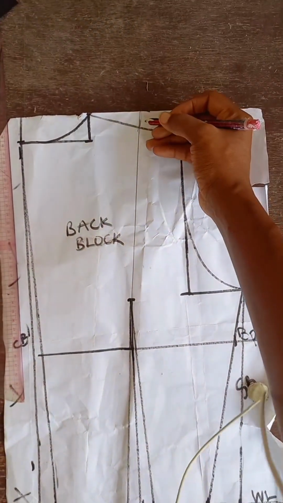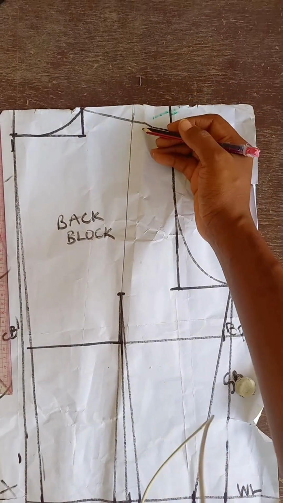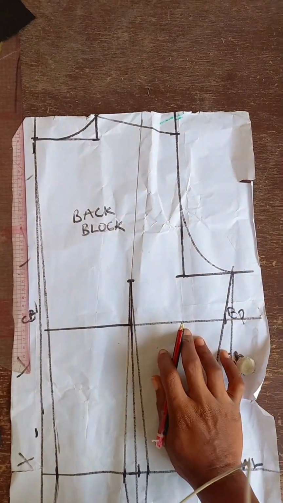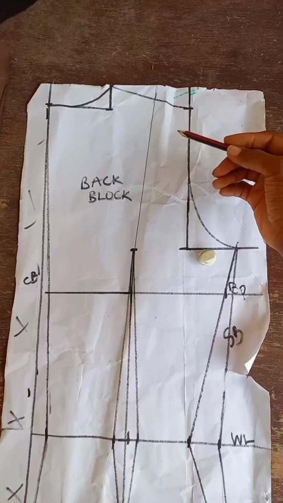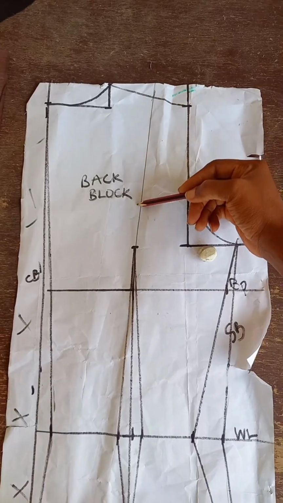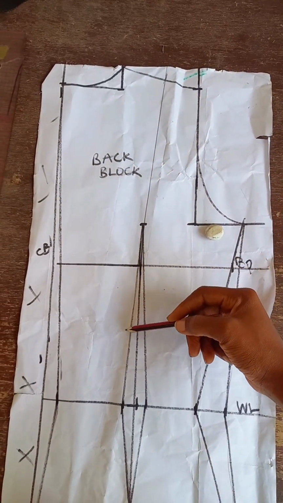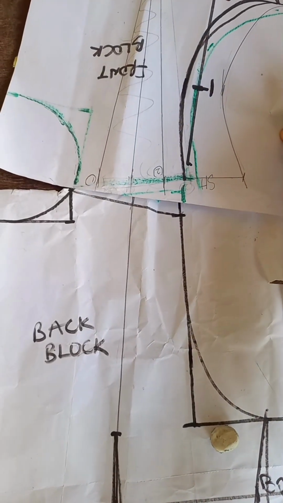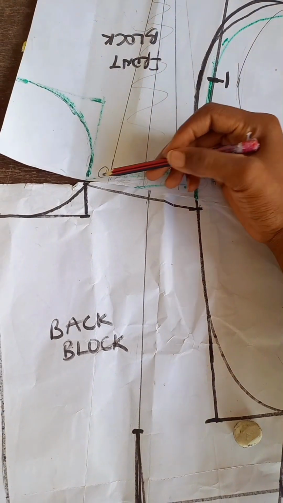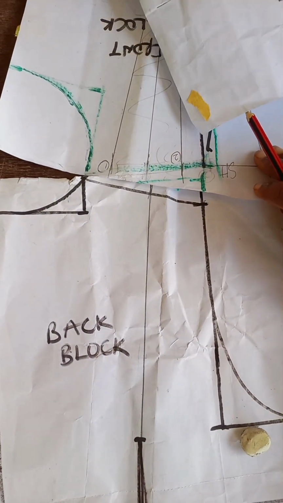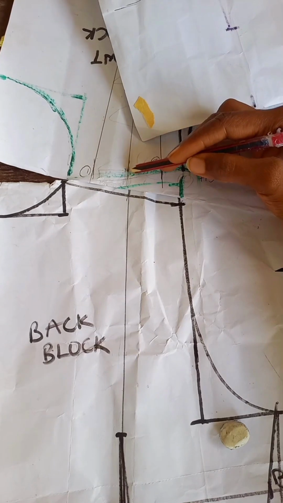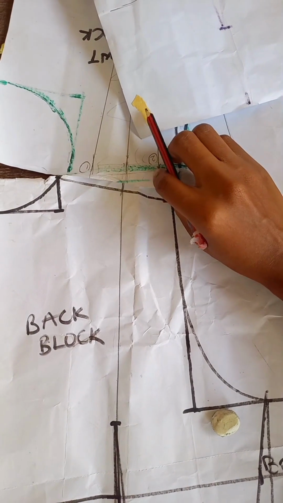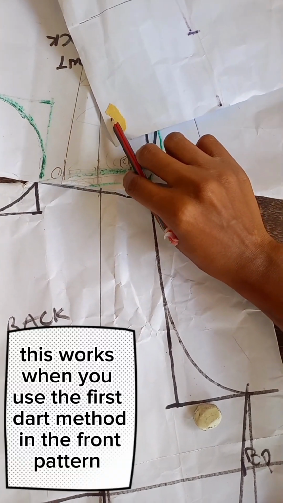So like I said, you connect from the midpoint of your shoulder to the top of your waist dart for the back block, now using the second method like we did for the front. Then you cut through from here following this dart line, cut from here, and you have your dart. This is done in such a way that when you join your back and front shoulder lines, the midpoint of the front dart is going to meet at the midpoint of the back dart.